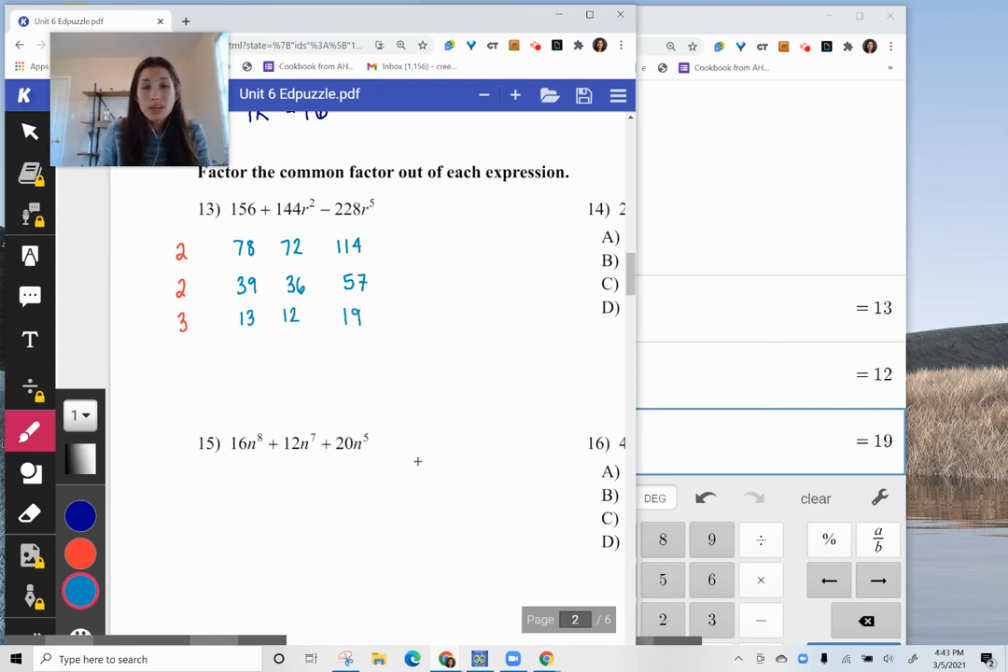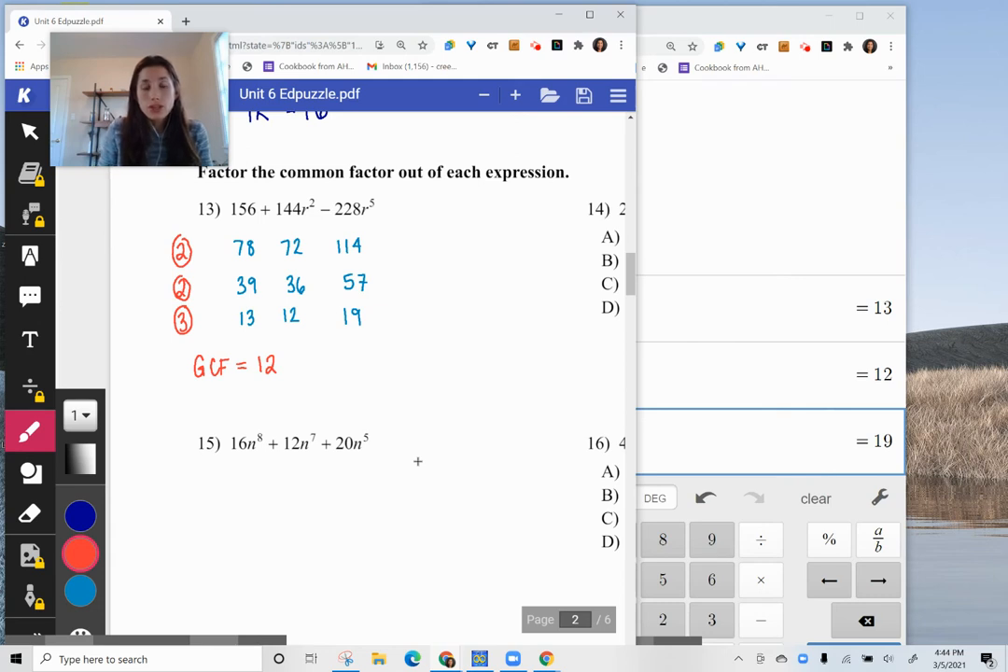So in terms of greatest common factor, it would be 2 times 2, which is 4, 4 times 3, which is 12. So our greatest common factor for the numbers is 12. Okay, and then if I look at my variables, I have no variables in the first term, 2, and then 5 in the last term. Okay, so we're going to rewrite this in factored form. We factored out the GCF.